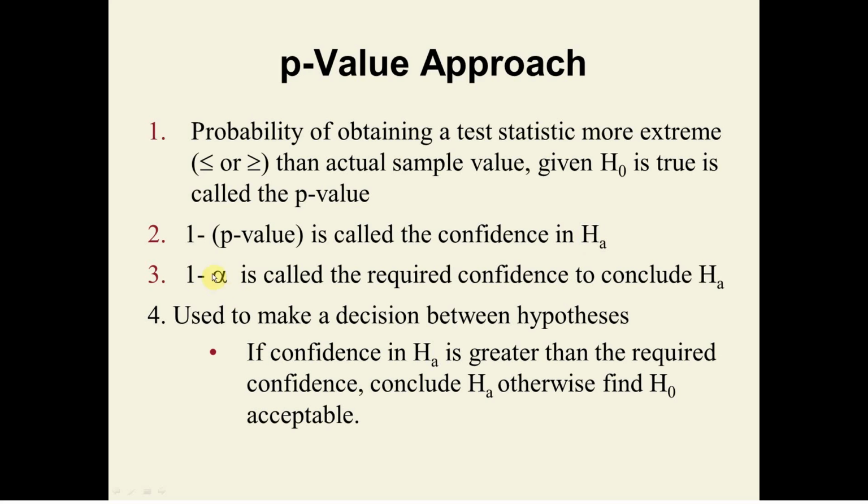If we're testing at a significance level of say 5%, then we need 95% confidence at least to conclude HA, or the alternative, but we actually have 99. So 99% is higher than 95%, so we are more confident than we need to be to conclude HA, and so we conclude the alternative is true, rejecting H naught. Again, in practice, this is a lot easier to do than it is to talk about.